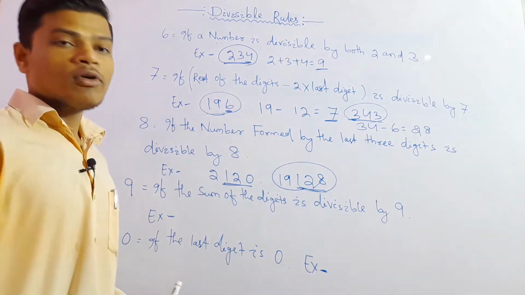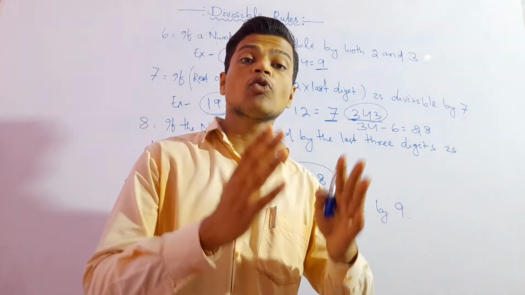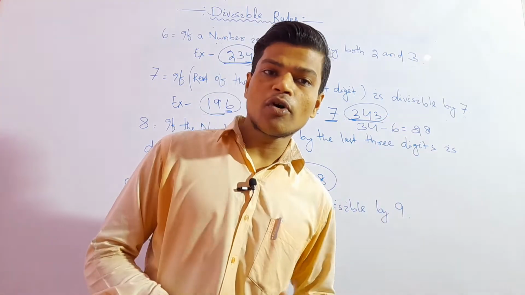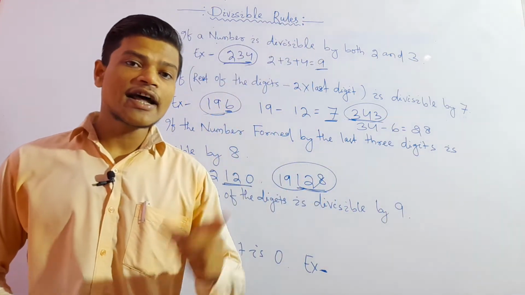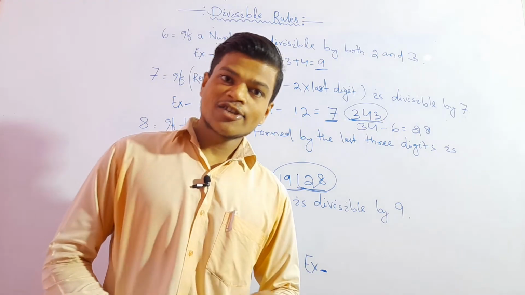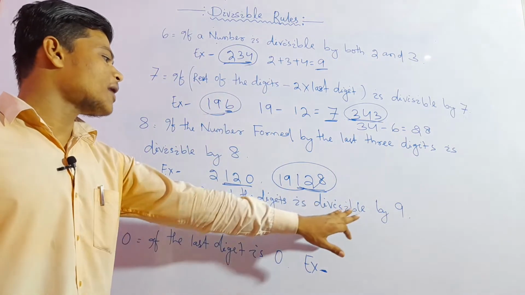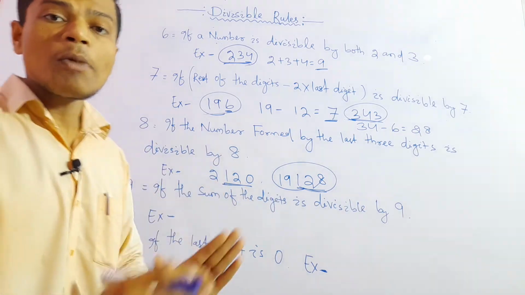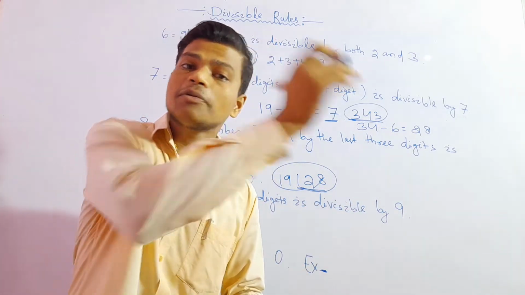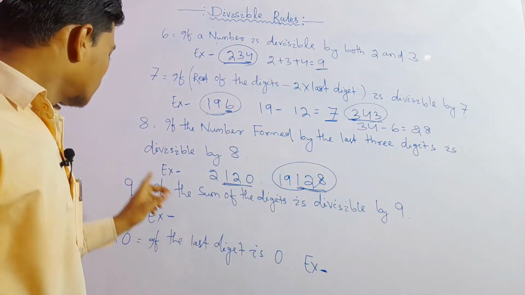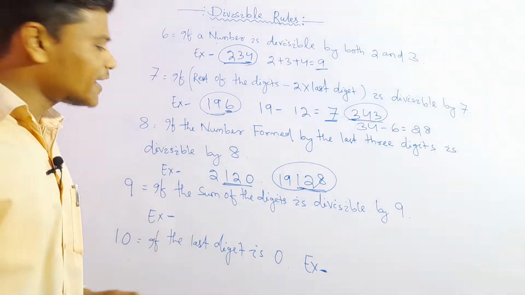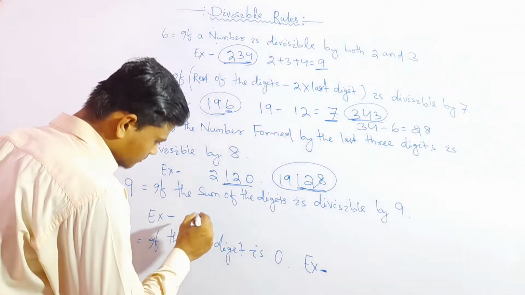Okay, now let's know the divisible rule of 9. It is very simple and quite similar to the divisible rule of 3. If the sum of the digits of a number is divisible by 9, then the complete number is divisible by 9.